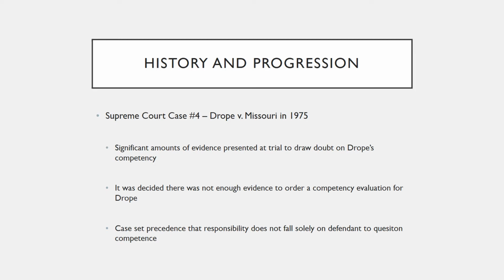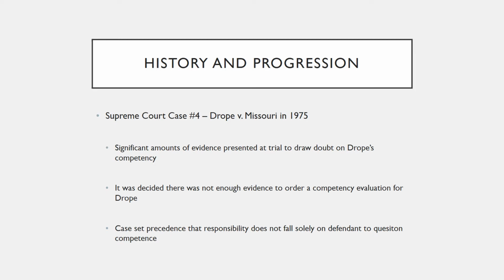Next, we have the Drope v. Missouri case in 1975. So in this case, Drope was charged with the rape of his wife, but during the trial, it was found that he had severe mental conditions that hindered his ability to competently stand trial, and professionals found him actually not competent to stand trial.